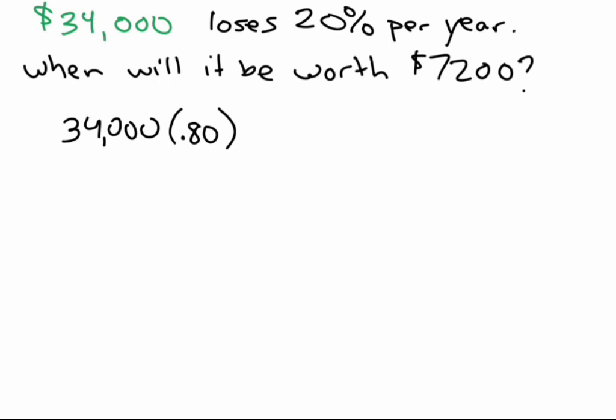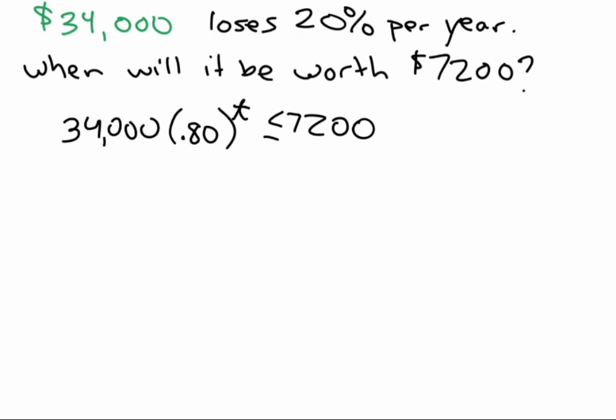So if you want to say how much will it be worth at the end of the first year, it's 34,000 times 0.8. At the end of the second year, you would multiply by 0.8 twice. And by the end of the third year, you'd multiply by 0.8 again. So if you're noticing a little pattern there, what would be quicker is we could say each year you multiply by 0.8. So it makes the unknown here, or the variable, the exponent. So the more years that go by, the more times you multiply by 0.8. And we're asking, when will this be less than or equal to $7,200?